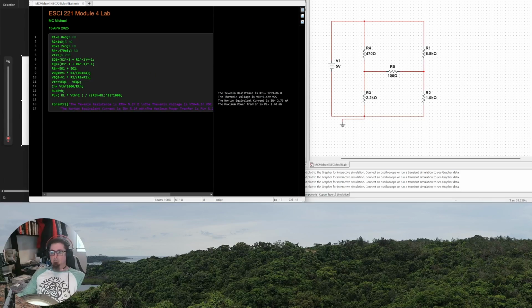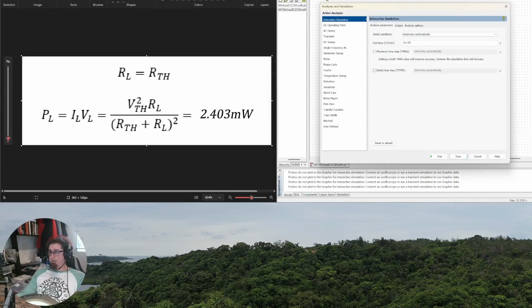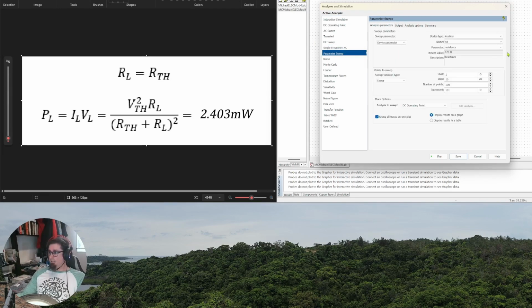Let's see what we get when we simulate that through the parameter sweep simulation. So we'll go up here, go to analysis and simulation, and down to parameter sweep. We're going to be doing our resistor R5, 100 ohms. We want to start it at 100 and end it at 10 k ohms. So you go to K, just hit that over there. And we want to do 100 increments. Oh, sorry, 100 points.